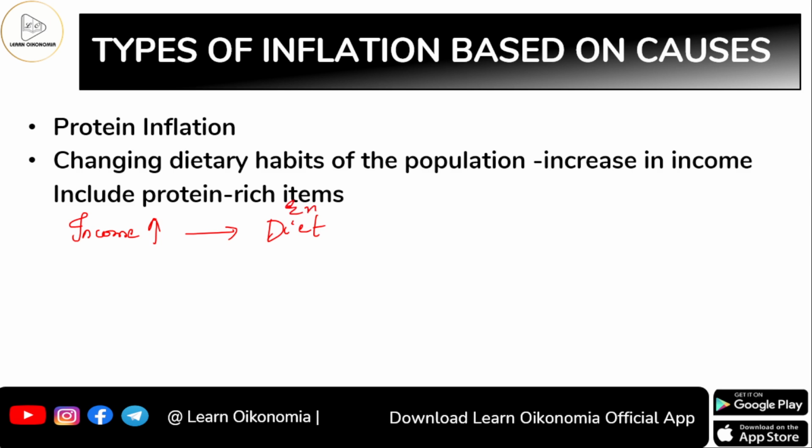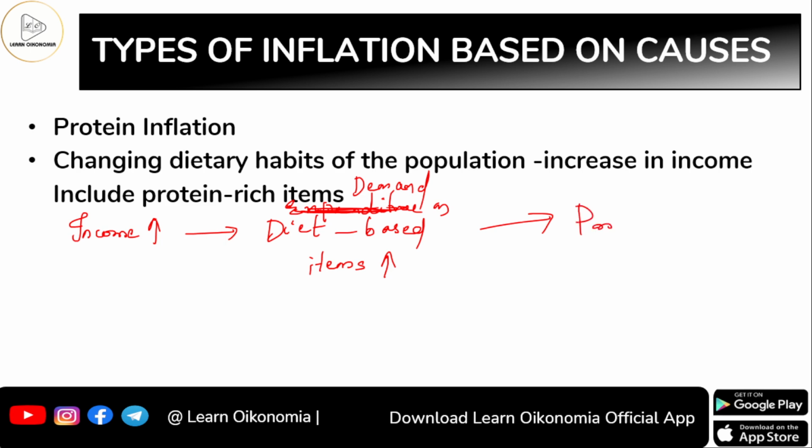Here your expenditure on diet-based items would be increasing. So what is happening? So actually your demand for these items have increased. Rather than expenditure, you can talk about demand. It is this demand that will be driving expenditure, isn't it? So now your demand for diet-based items are increasing. What will happen to the prices of diet-based items? The prices of these items will be increasing.